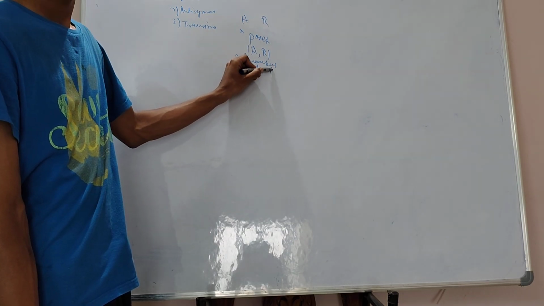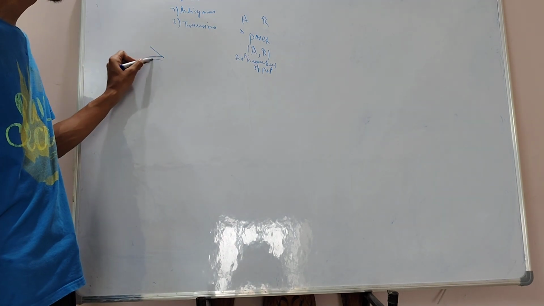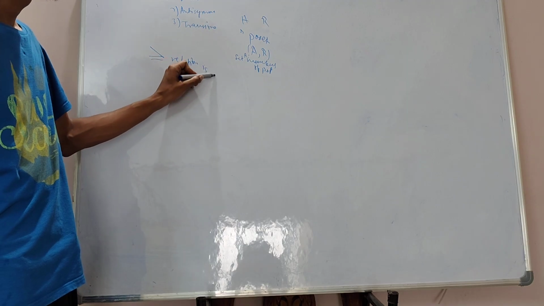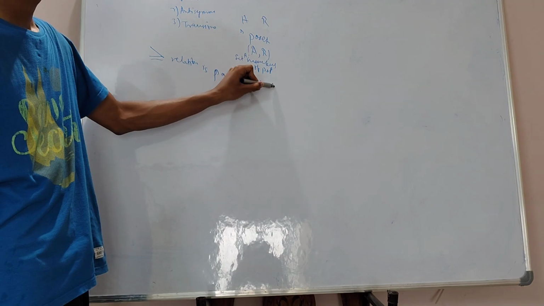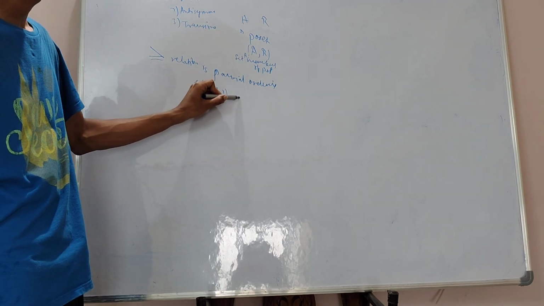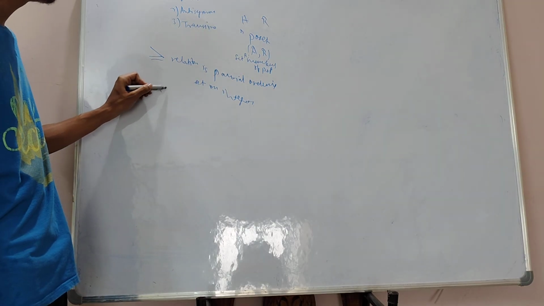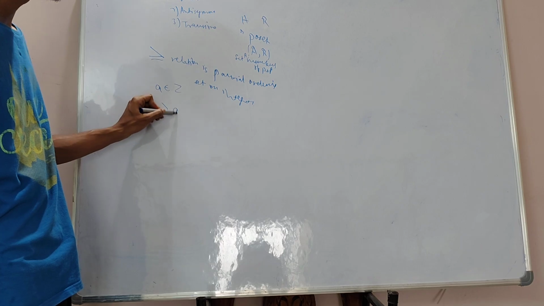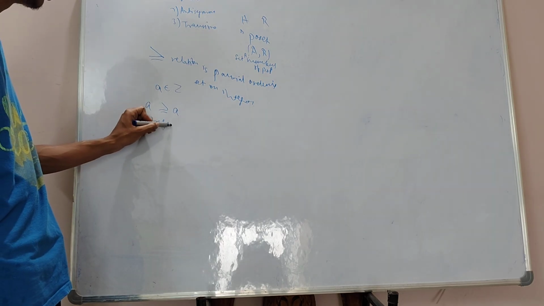Suppose I have to prove, there is a question: prove that the greater than or equal to relation is a partial ordering on the set of integers. So suppose a belongs to Z, and a is greater than or equal to a. So this is reflexive.